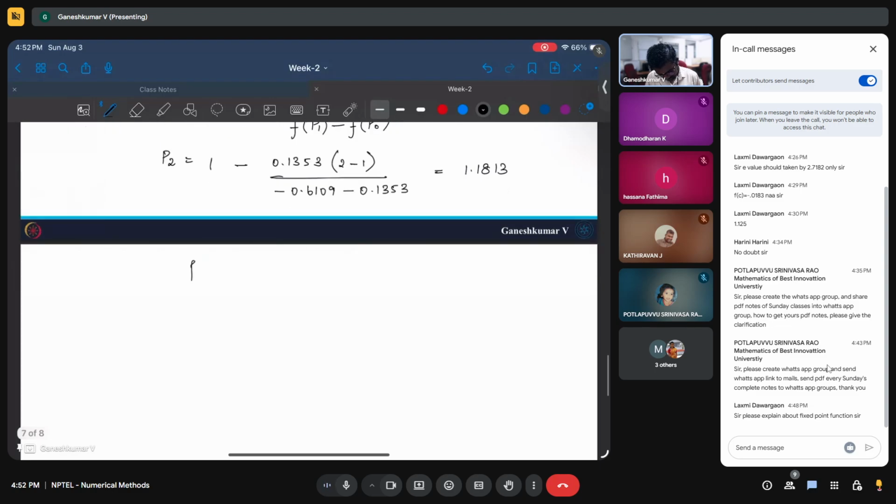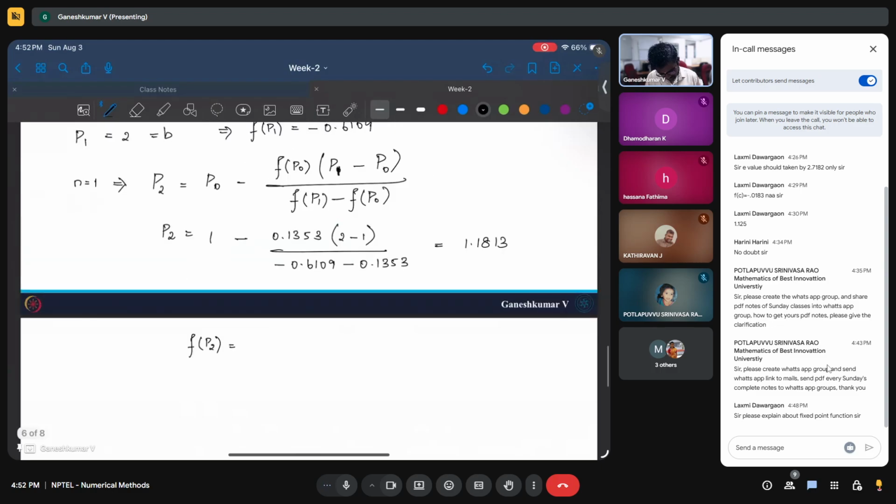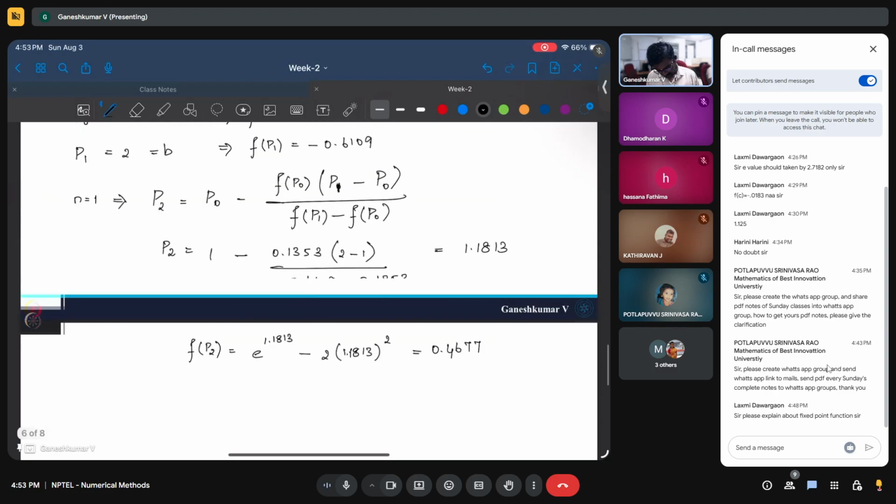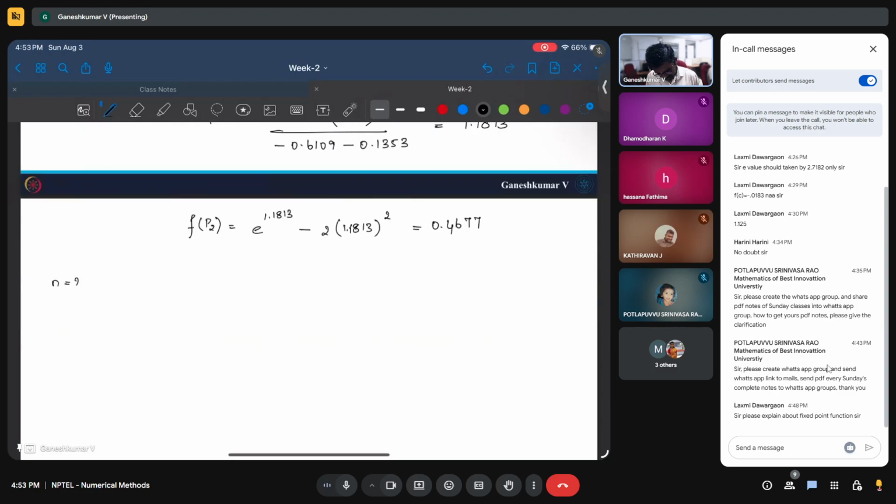Let's calculate f of p2 also, because that is going to be used in our next iteration. F of p2 is e power 1.1813 minus 2 into 1.1813 whole square, which is around 0.4677.